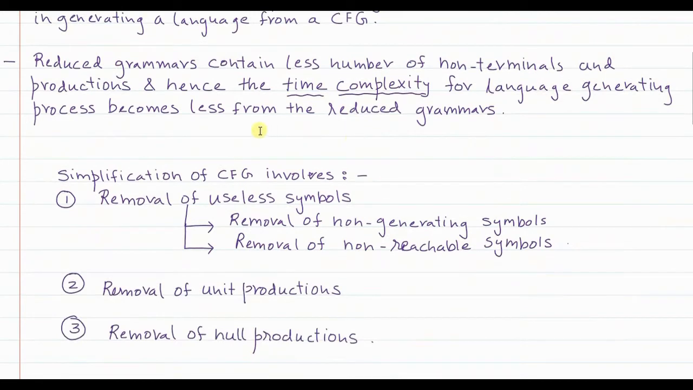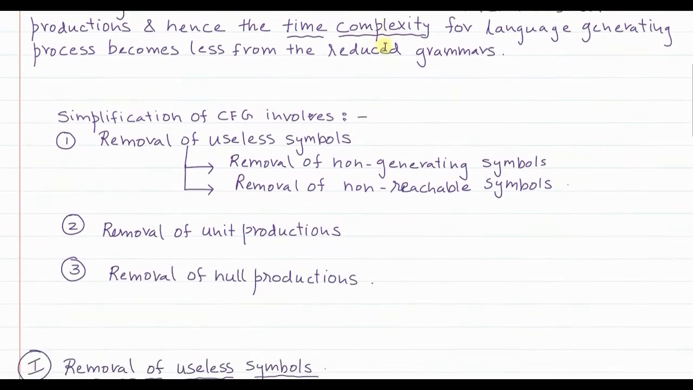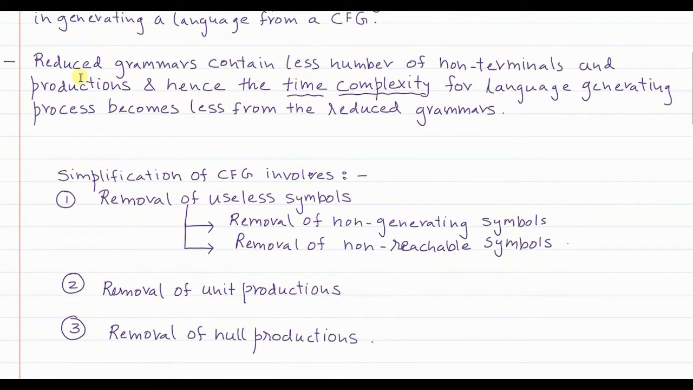Okay. Now what happens when you reduce the grammar? Reduce means after we remove those useless symbols and unit productions and null productions, when you remove all these, the grammar is called a reduced grammar. So what is the benefit? Reduced grammars contain fewer non-terminals and productions, and hence the time complexity, which is a very important factor, for the language generating process becomes less from these reduced grammars.